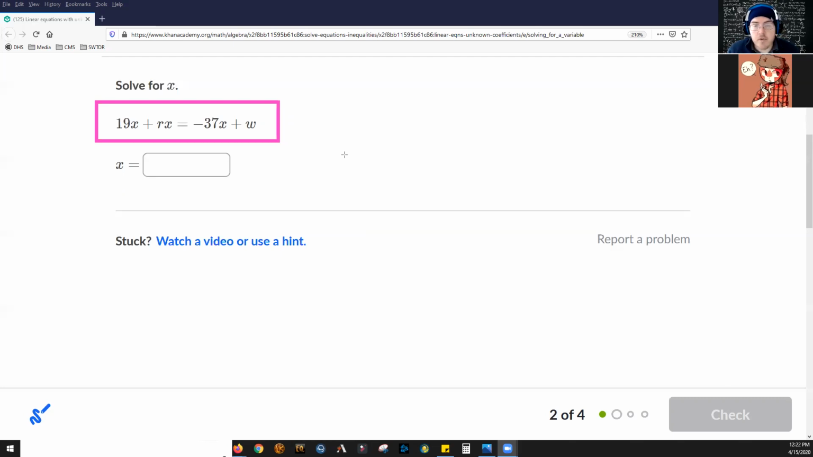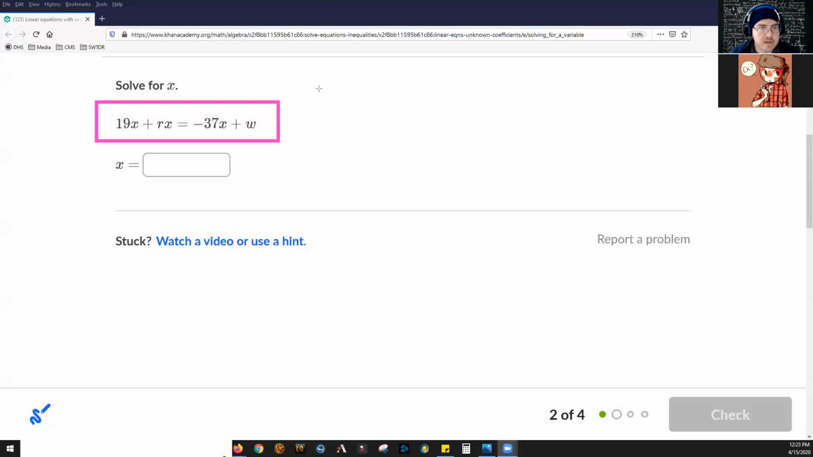So we're going to solve for x, but I'm going to tell you now that the answer is going to have unknown variables in it. There'll be w's and r's, and we're going to take this garage sale pile and move everything to one side. And so it's just x equals blah. That's what our goal is.